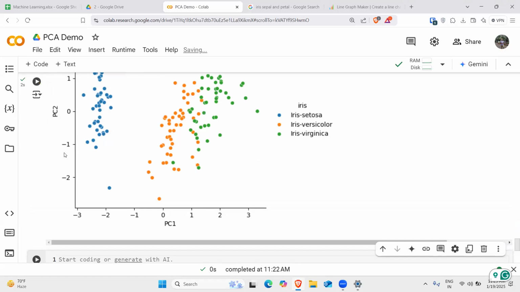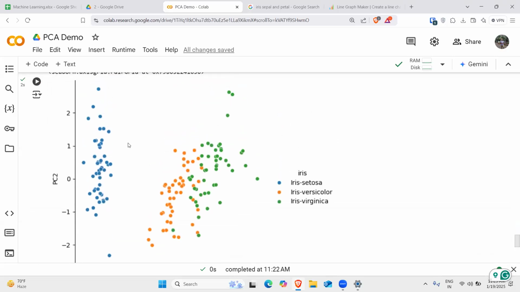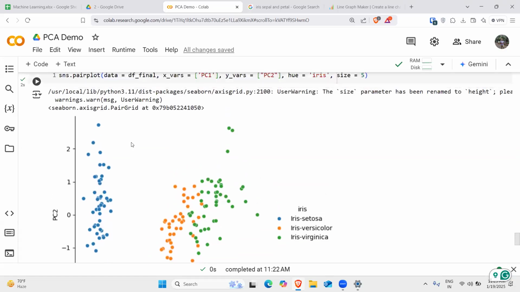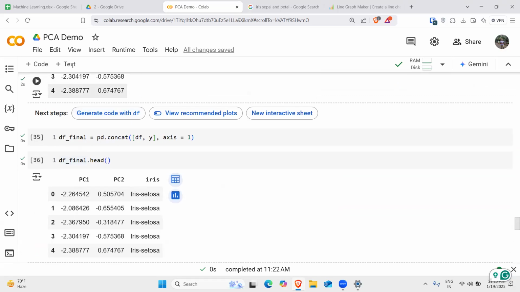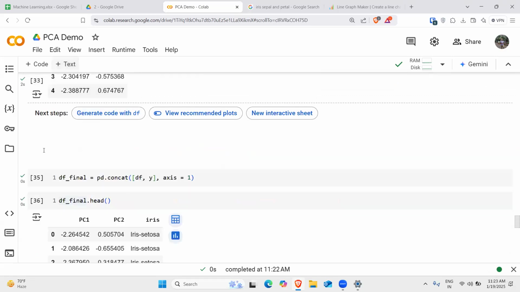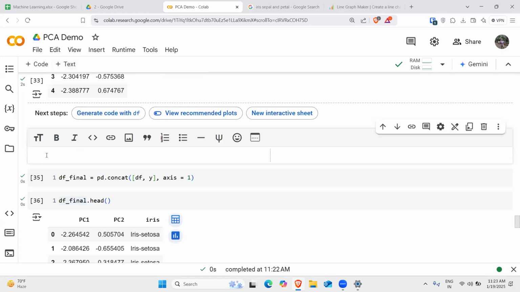Anybody have any questions till this point? This is how I can reduce the dimensionality. So I'll just write down the heading as dimensionality reduction.